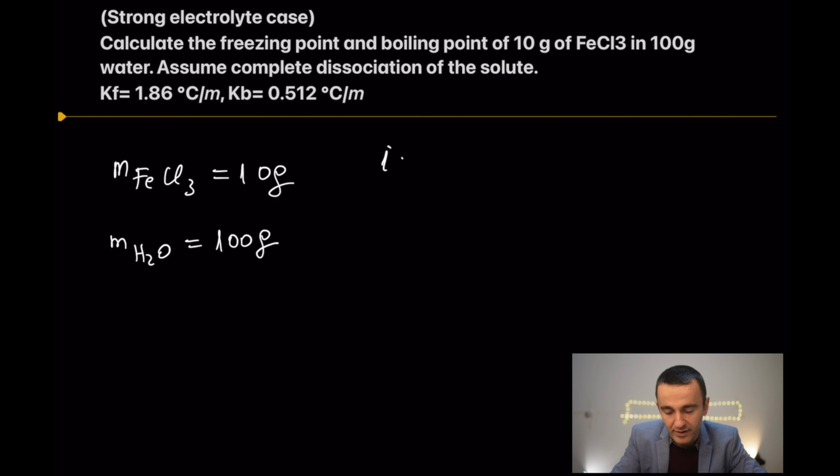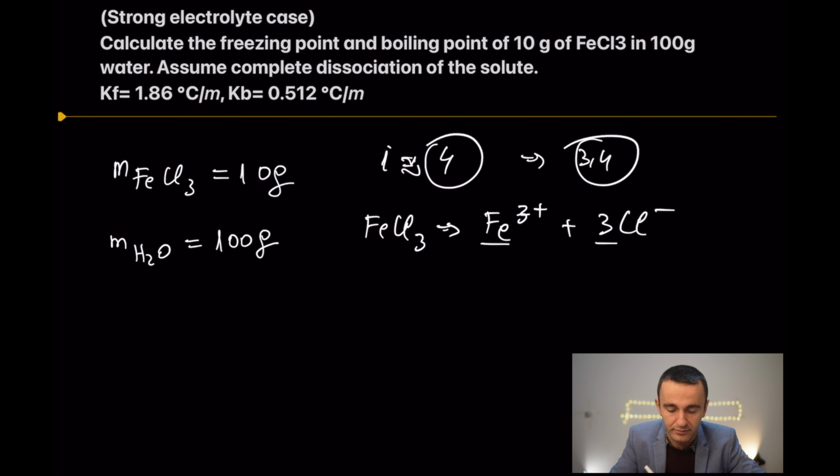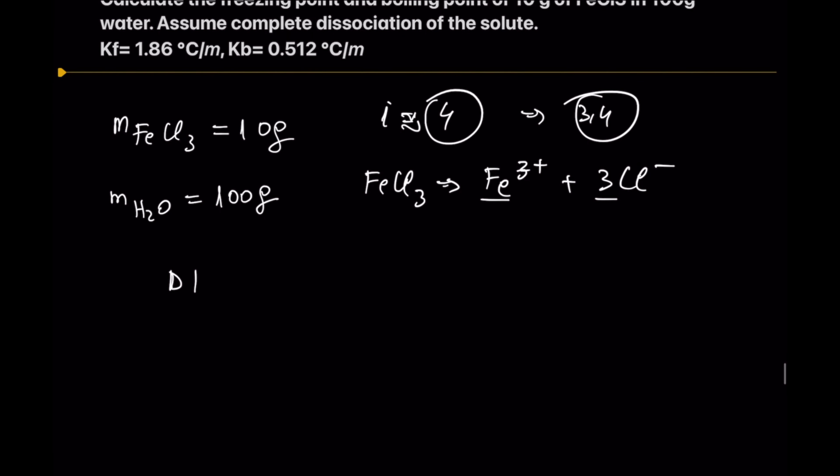So first we have to determine the Van't Hoff factor. How many particles do we have? This salt dissociates into Fe3+ and 3 Cl-. So it's going to be 1 here and 3 here, so 4. Approximately 4, because in reality it's going to be around 3.4. But we are going to count it as 4, because the exercise said to assume complete dissociation of the solute. So what are we going to find first?